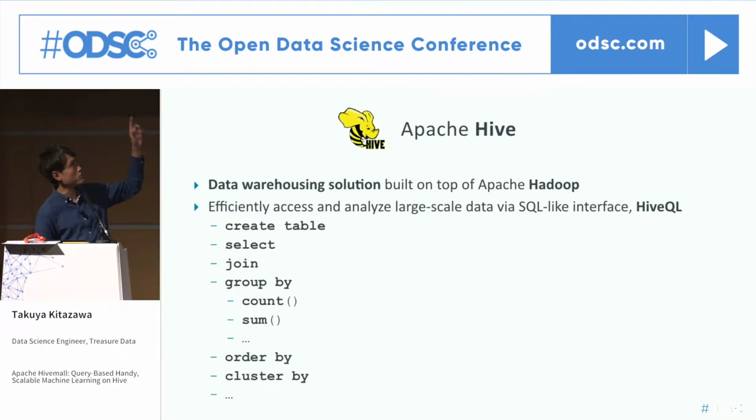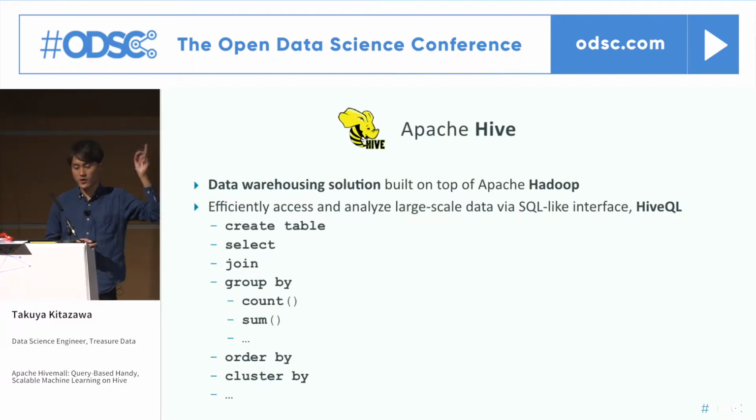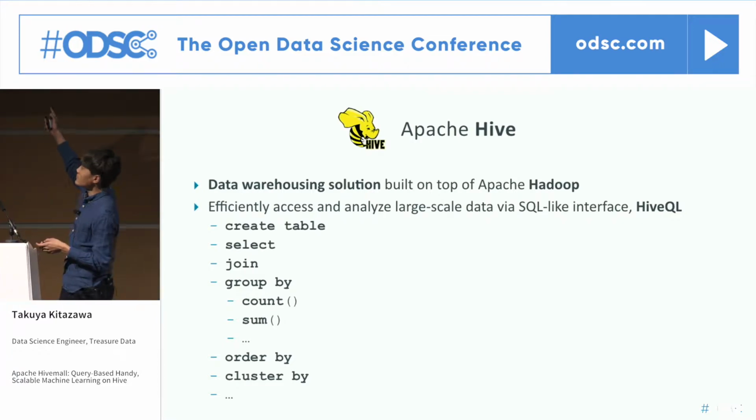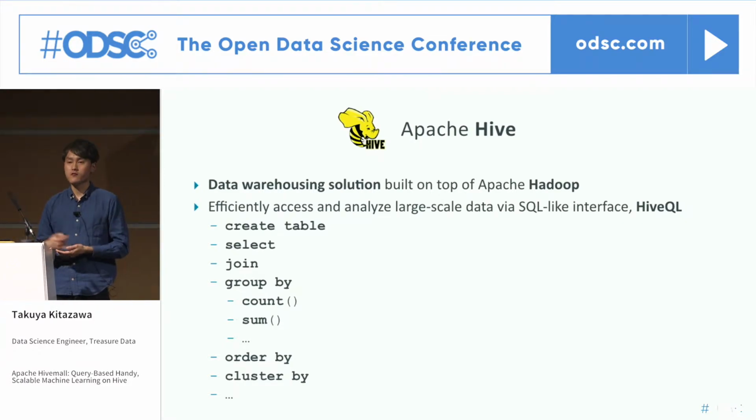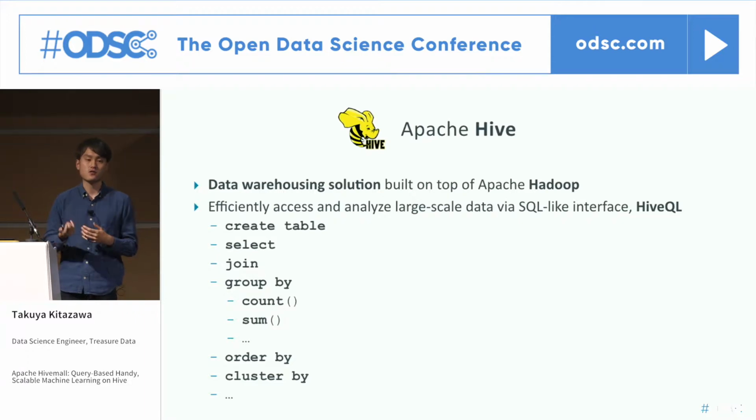Like you can query a table, create a table, or use select, join, group by, or order by. And a notable thing here is cluster by, because Hive is more for a distributed fashion. So the cluster by operation enables you to more efficiently access your data over multiple nodes or your Hadoop clusters.